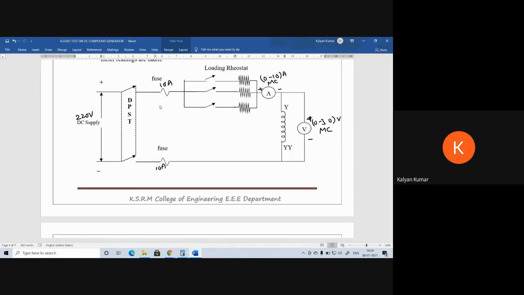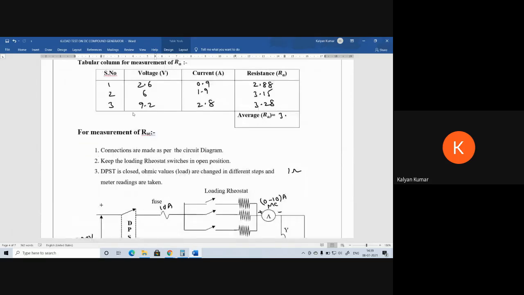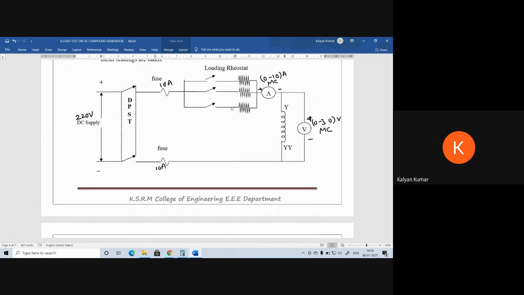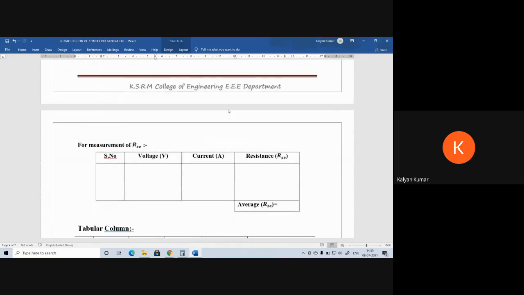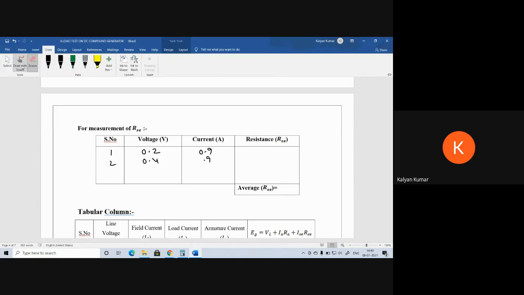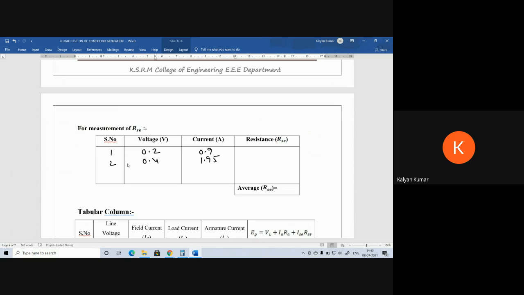Next, in the same manner, using the voltmeter ammeter method, we can measure the value of RSC. Again, we close the DPST switch with the loading rheostat in off position, and gradually we switch on the loads one by one, and at each load we note down the readings. The readings will be like this: 0.2, 0.9, 0.4, 1.95, 0.83.